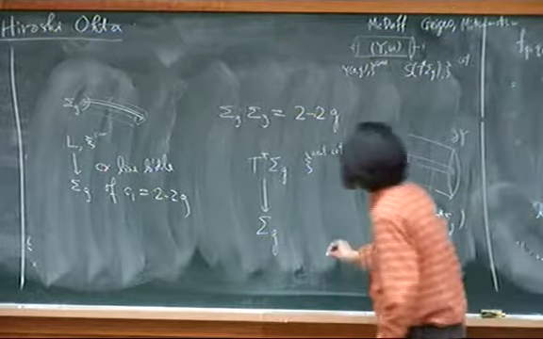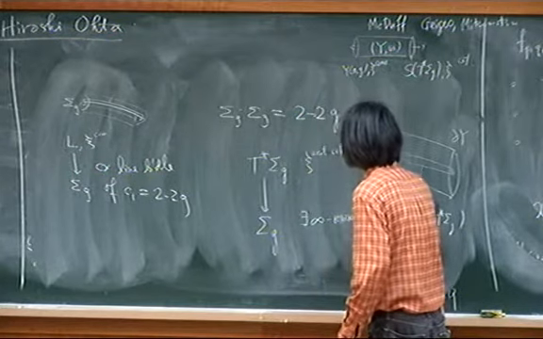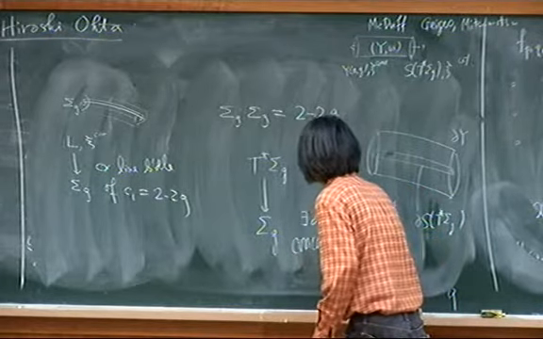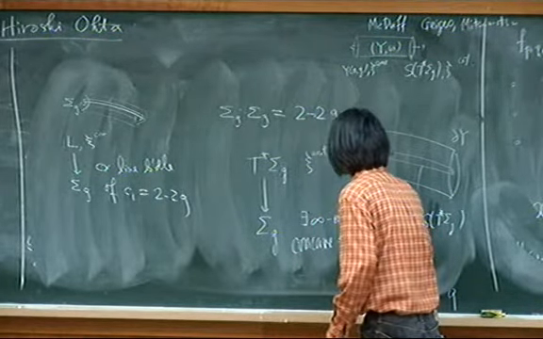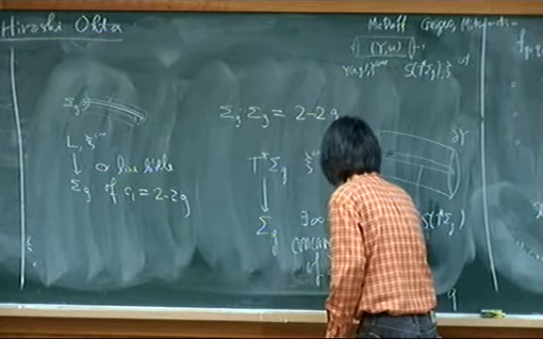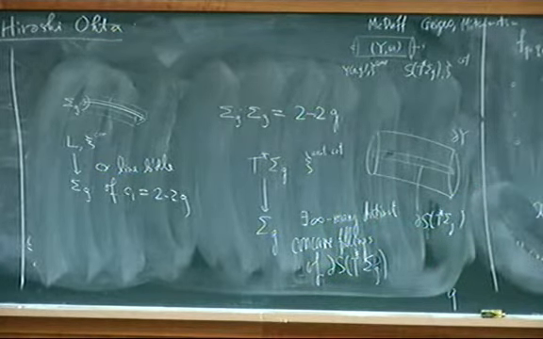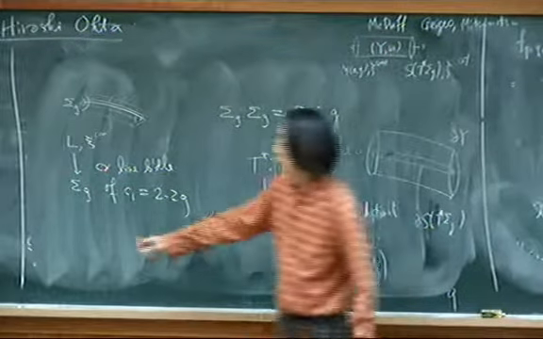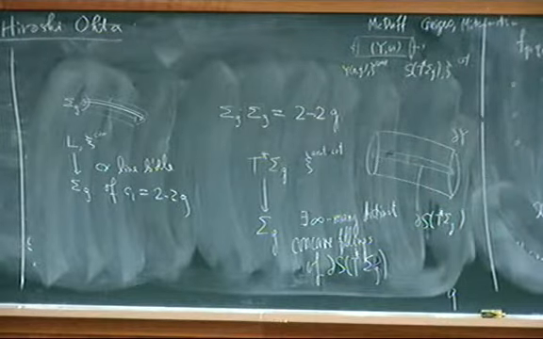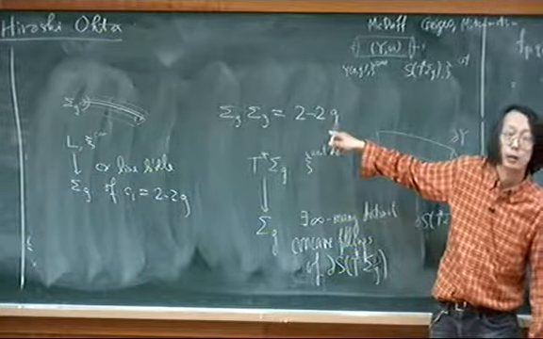Then there exist infinitely many distinct concave fillings of this thing, and just glue in there. And then you have different things. In particular, b2 plus can be arbitrarily large. So therefore, you have infinitely many of them. So this is the case where the self-intersection number is 2 minus 2g.